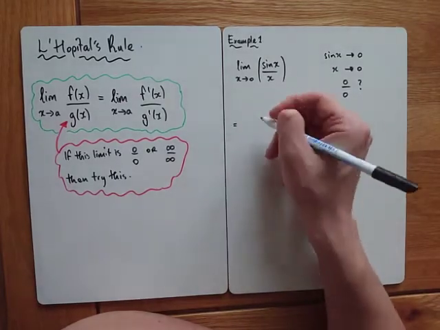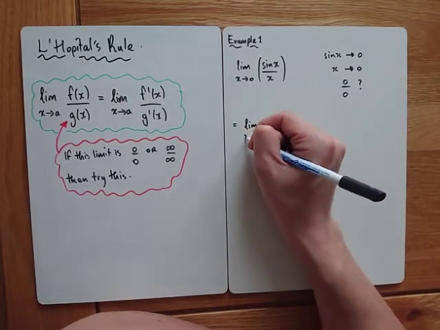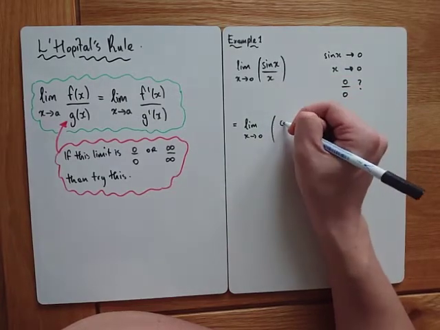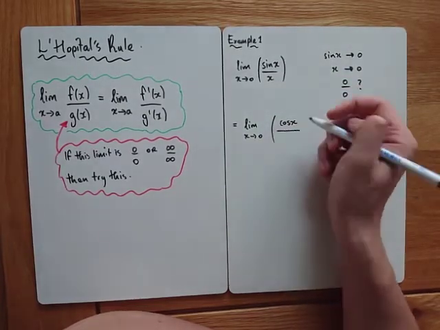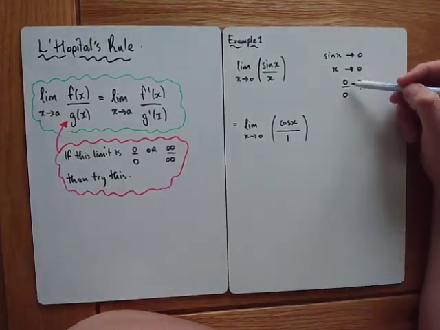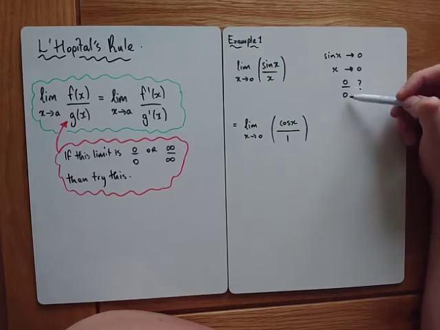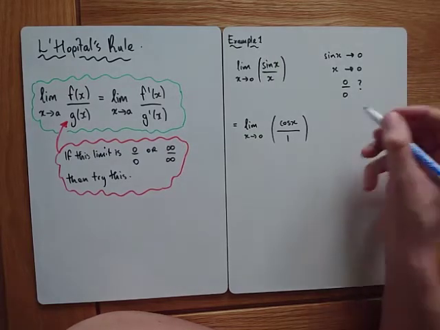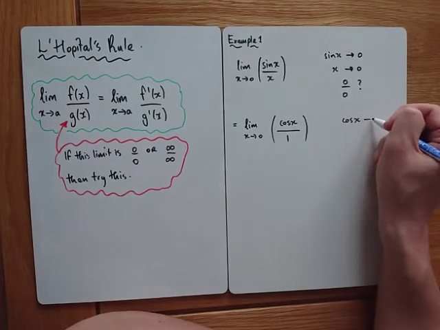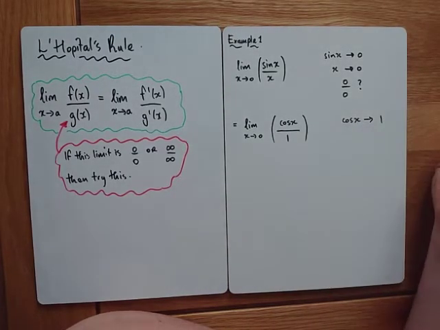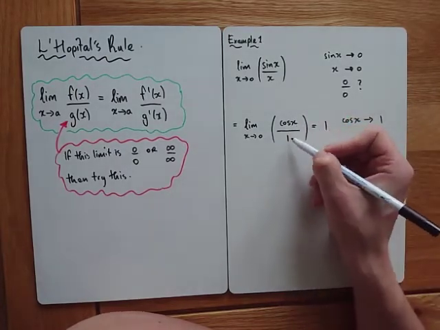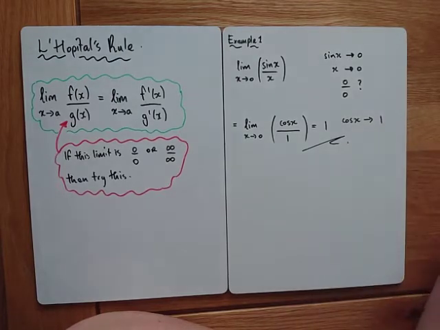So I would say that would be equivalent to the limit as x tends to 0. Differentiate the top, we get cos x. Differentiate the bottom, we get 1. So we don't get this problem anymore, we haven't got 0 divided by 0 anymore. And we could say that as x tends to 0, cos x tends to 1. So this limit would just equal 1 divided by 1, which would be 1.